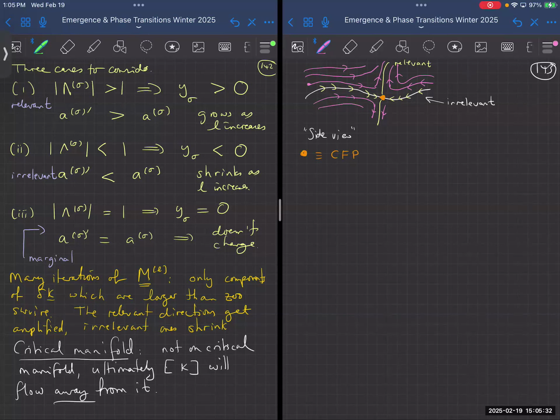So if I start on the critical manifold, I just flow in the critical manifold. If I start off slightly away from the critical manifold, then I will flow initially inwards towards the critical fixed point, and then ultimately those eigenvector directions are going to be too large. They're going to grow, and they'll push me away from the critical fixed point. And so that is our side view.